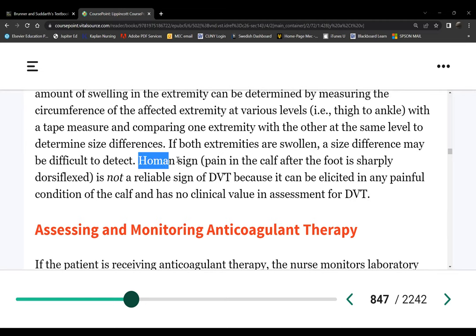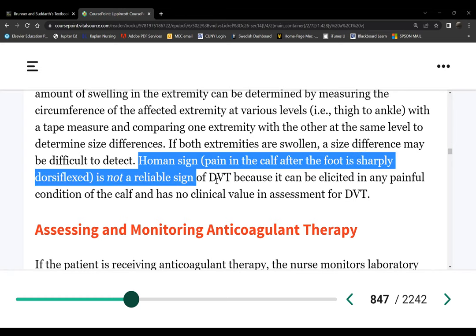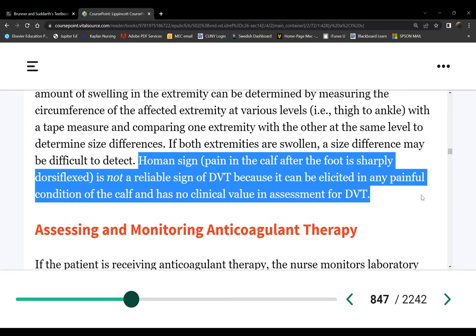Do we still do the Hohmann sign for DVT? No, we cannot. Do we still use the Hohmann sign? What does the statement say? It's not reliable. So do we bother with it? No. Hohmann sign, don't even bother, because it's not reliable.